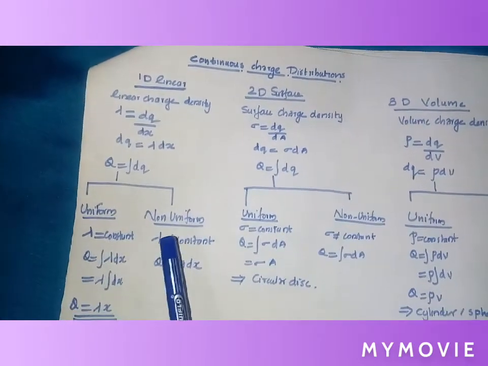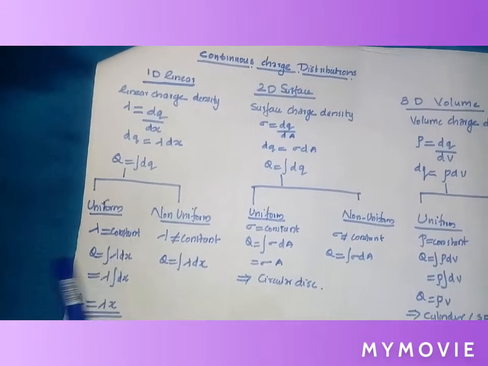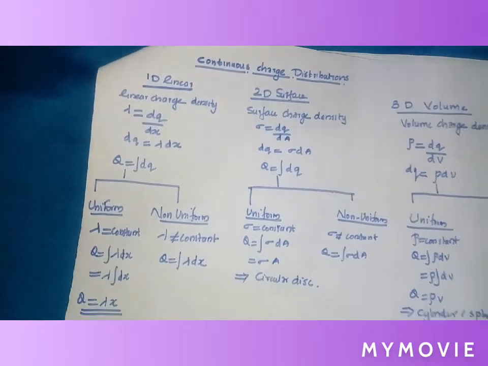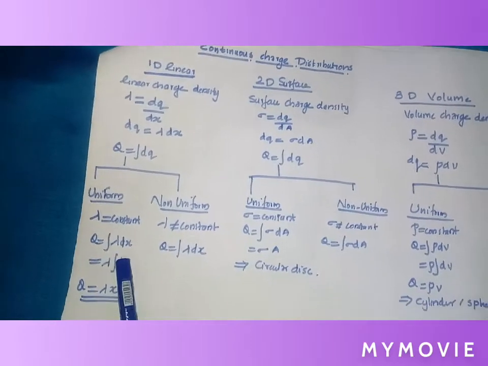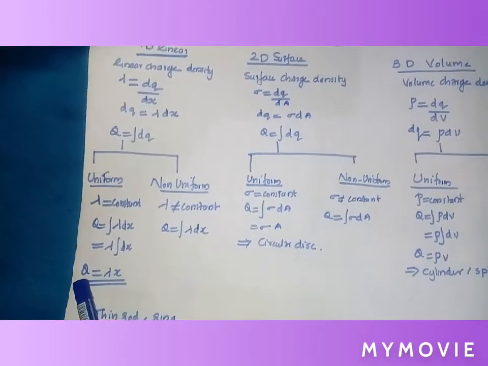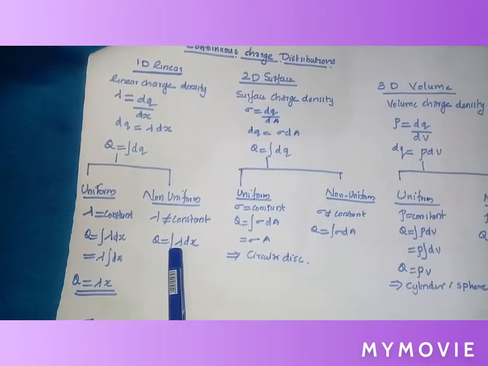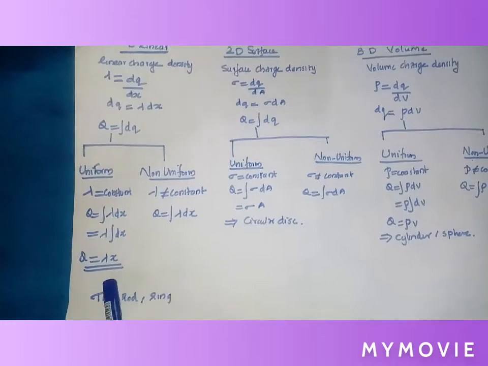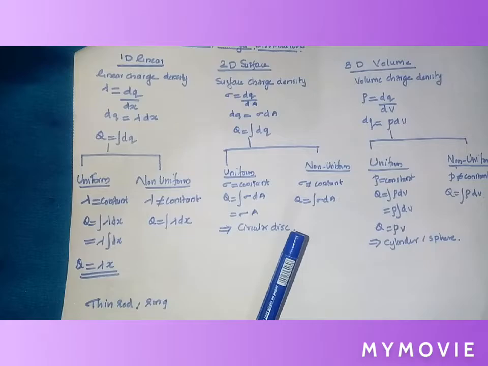We know that linear charge density can be constant, or lambda is not equal to constant, that is uniform and non-uniform case, in which q is equal to integral lambda dx. Lambda is constant means we take lambda outside, so we get that total charge is lambda x. Lambda is not constant means we have to integrate lambda also. Here we are discussing thin rod and ring under the case of linear charge density.